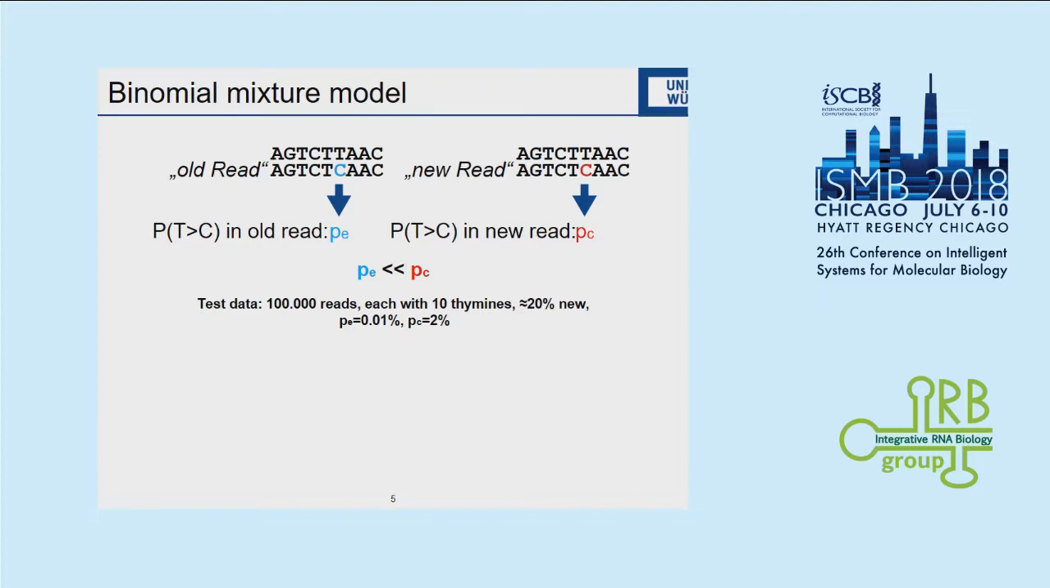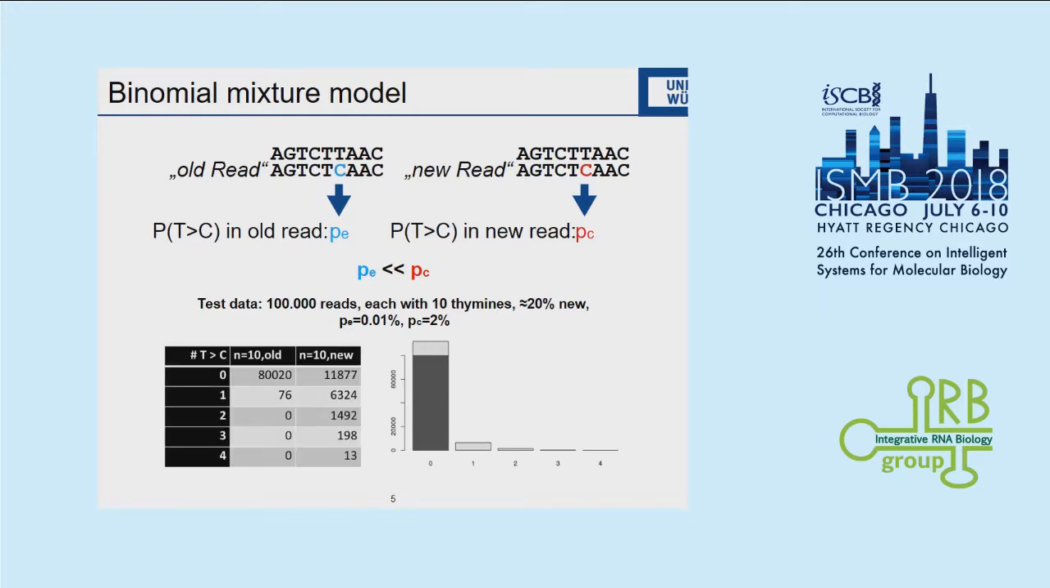Now, to visualize that, we simulated 100,000 reads, each with 10 thymines. We said that around 20% of them should be new, and we chose values for pE and pC, which you can expect in real life. And what you're greeted with are these 2 binomial distributions, one for the old reads and one for the new reads, where most of the reads don't show any T2C conversion at all. Some of them 1, and in this case for the new reads, you have some of them who show 2 conversions, 3, and so on, and 4, and so on.